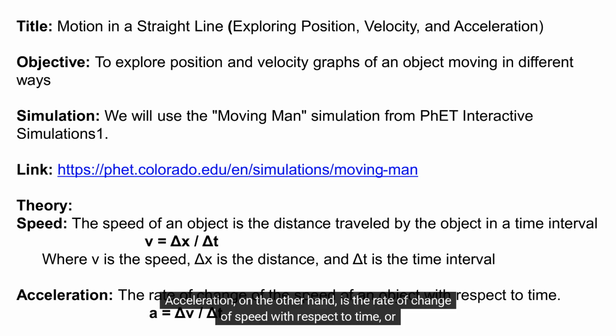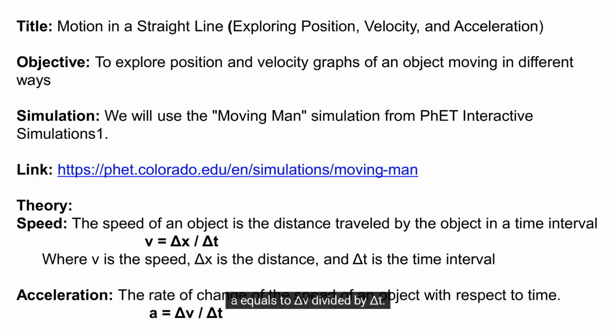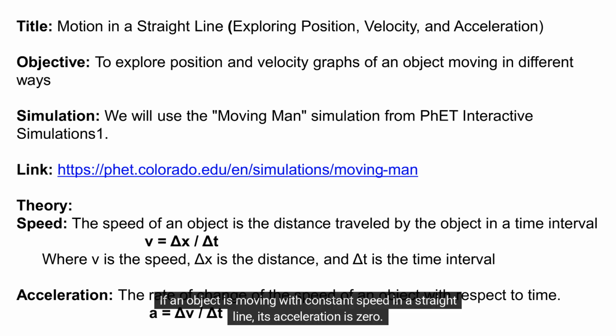Acceleration, on the other hand, is the rate of change of velocity with respect to time, or a equals dv divided by dt, where dv is the change in velocity in time interval dt. If an object is moving with constant speed in a straight line, its acceleration is zero.